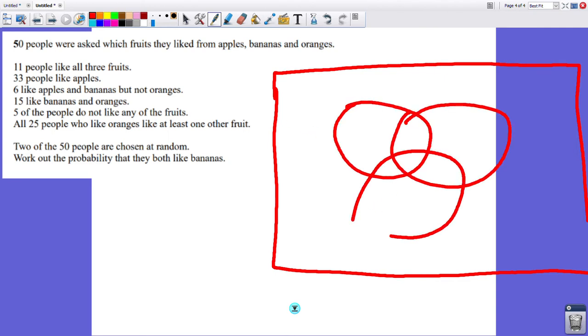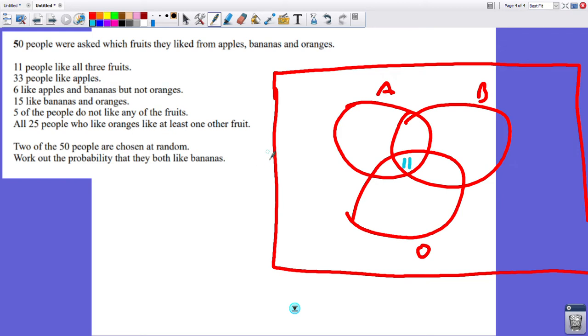I think always start off in the middle. So apples goes here, bananas and oranges. Okay. First of all, 11 people like all three fruits. So I'll just put 11 in the middle. 33 people like apples. I'm going to leave that for now.